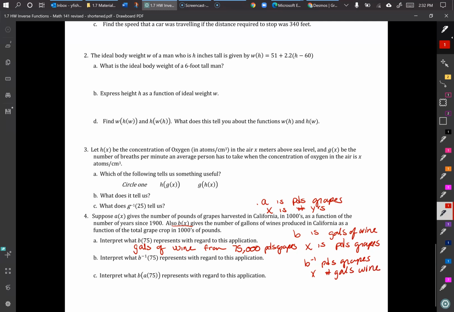Okay, so this is saying how many, that's going to give the size of the harvest, in thousands of pounds, that we need to produce the 75 gallons of wine.